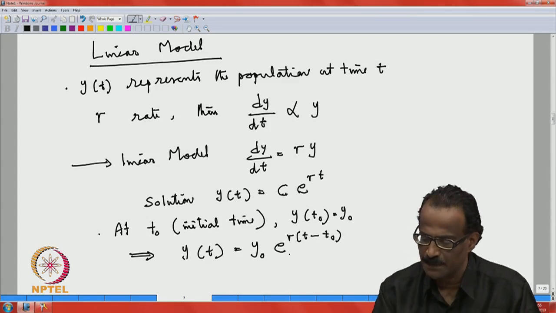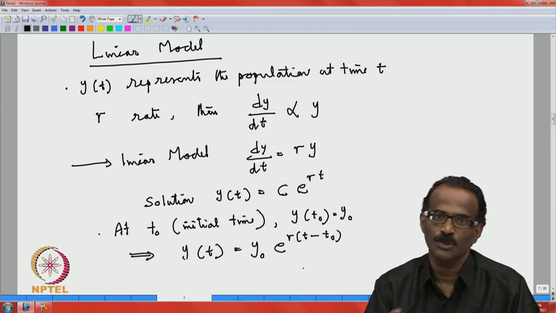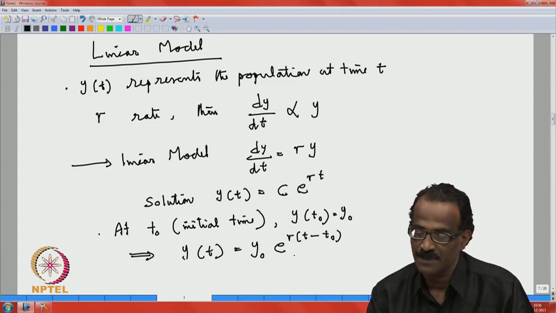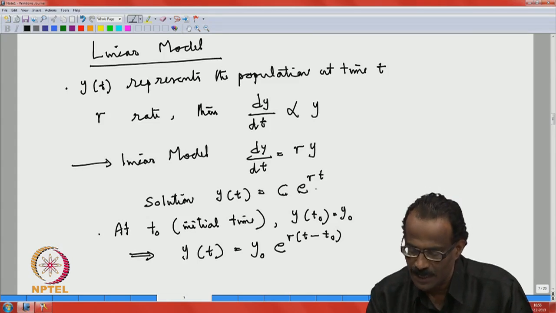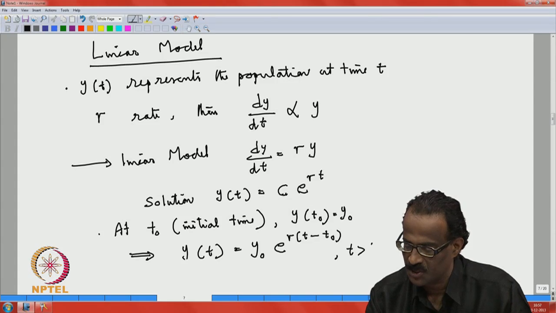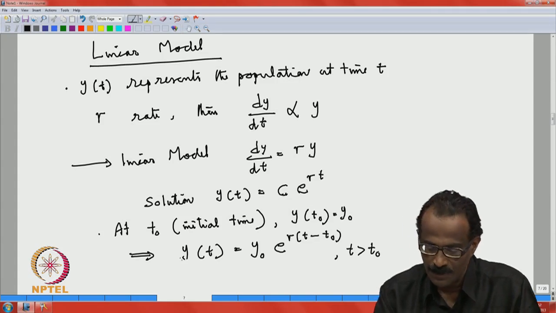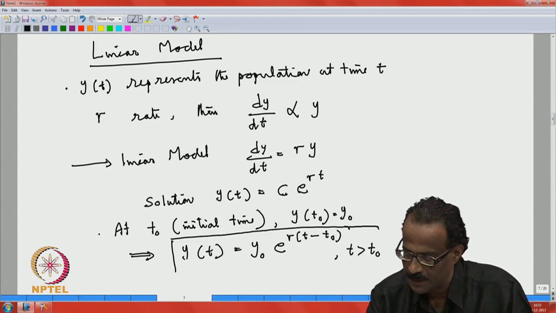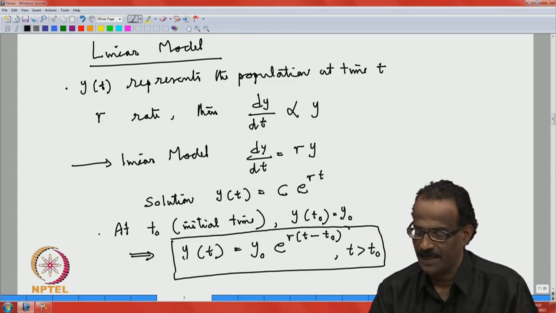These are small steps, but I always suggest to the students that you better work them out. It may look trivial, but just substitute t naught and do that. That is the way you have to learn mathematics. Okay, so you have your solution, completely.